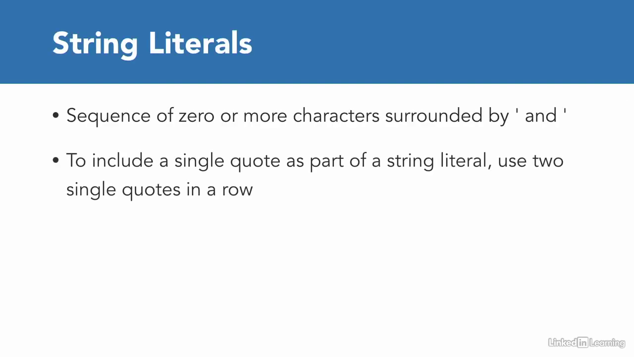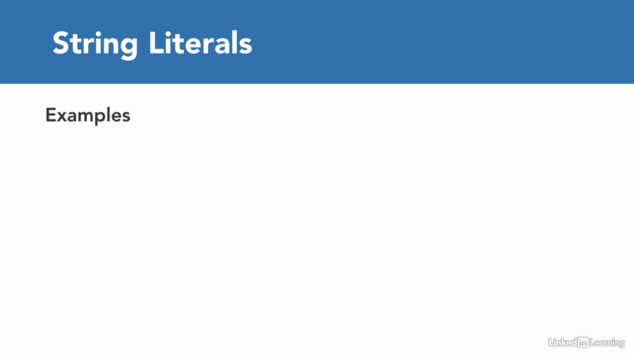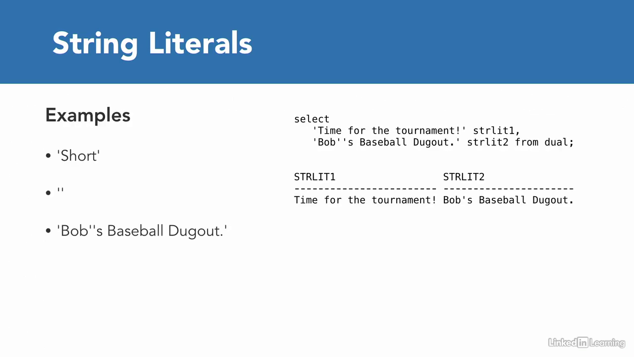String literals are the most straightforward. String literals can be any sequence of 0 or more characters surrounded by single quotes. As in the examples, you can have a string literal with nothing in it, the equivalent of a null string. If you need to include a single quote inside the string literal, put two of them together. In the select statement, I have two columns in the output. Both of them are string literals, which I could also combine into a single string. If I don't reference any table columns, then it's typical to use the dual table when there are no columns to reference.